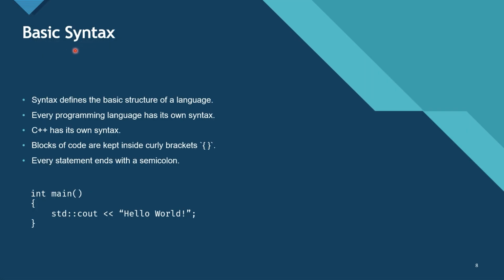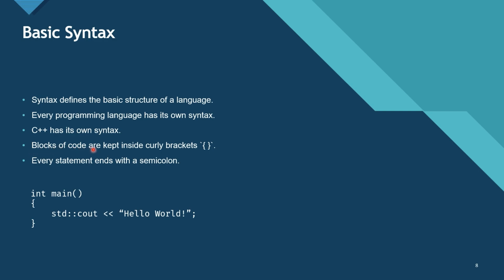So what exactly is syntax? If C++ is your first language, then you probably don't know what syntax is. Syntax is basically a set of rules that defines the basic structure of a language. For example, if you have to create a variable, you have to create it according to the rules of the language, right? You cannot just say anything. You have to follow a syntax. Every programming language has its own syntax. Python will have its own syntax, Java will have its own syntax, and C++ will have its own syntax.